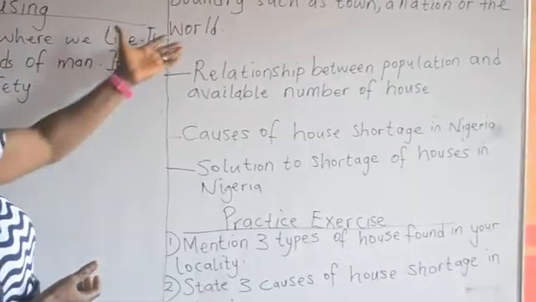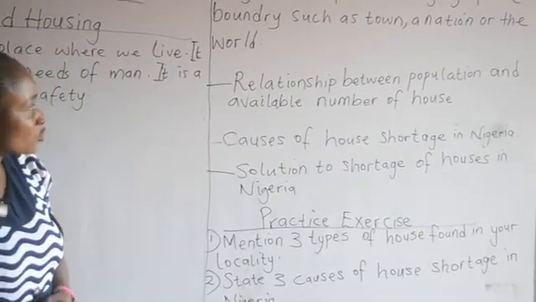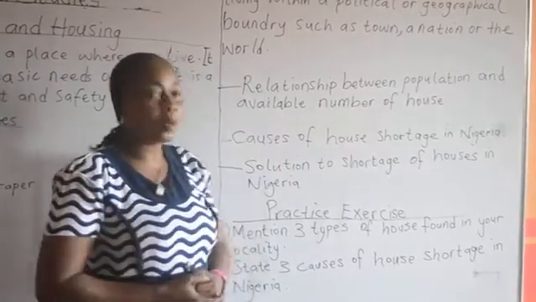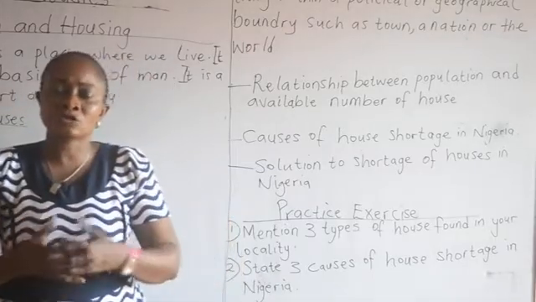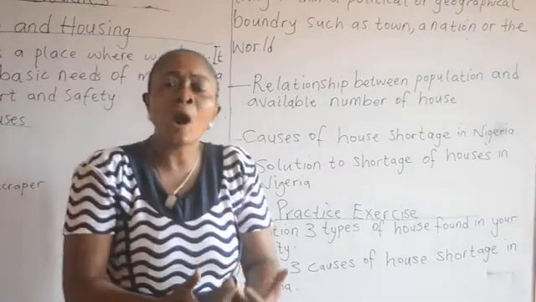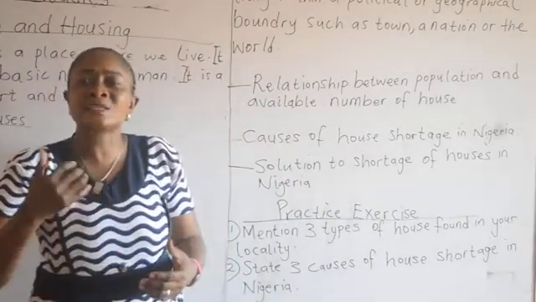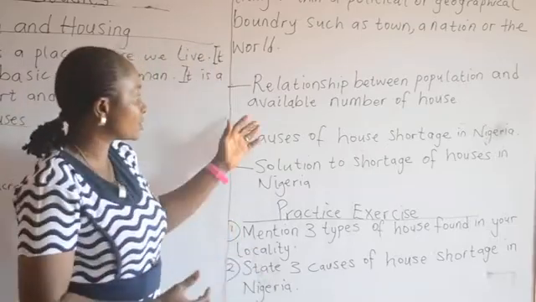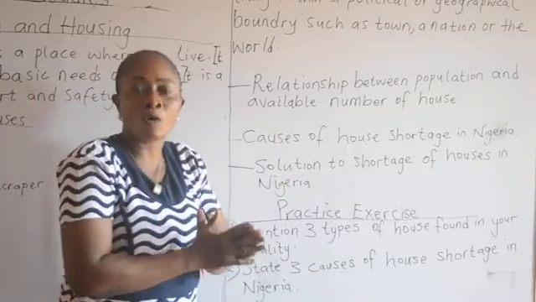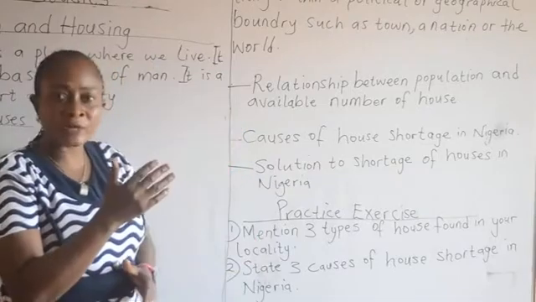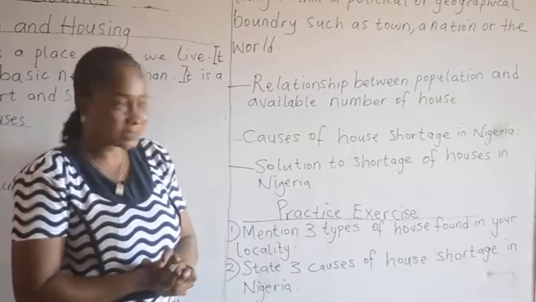So what does population have to do with housing? Come to think of it, what's the relationship between population and the available number of houses? The more people we have in a particular geographical area, the more need we have for more houses. So as the number of people increases, that's as the population increases, the number of houses will also increase, so the people will have a place where they can call their home. Increase in population will also give rise to an increase in the number of available houses.